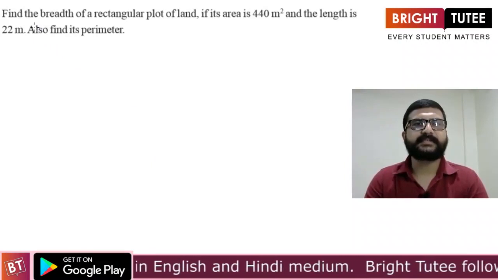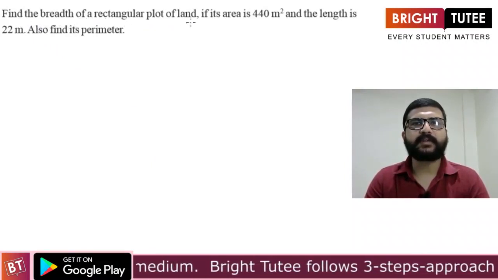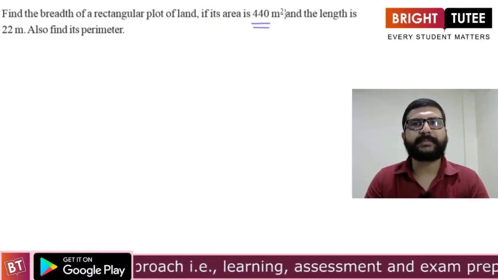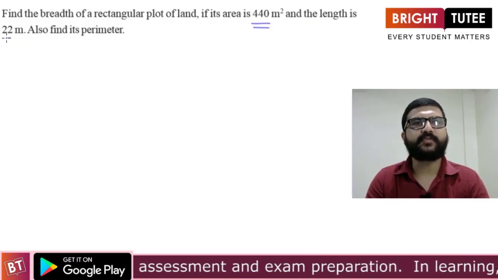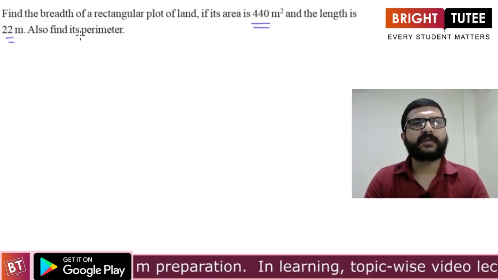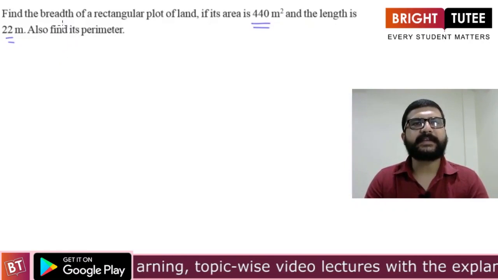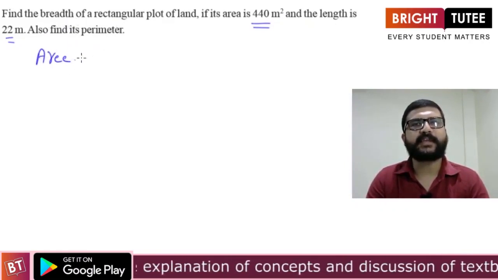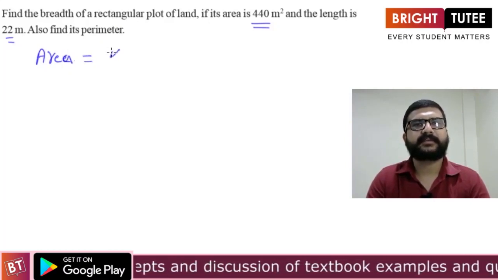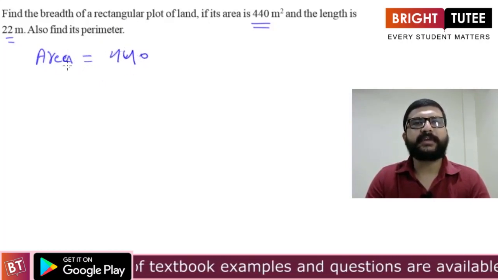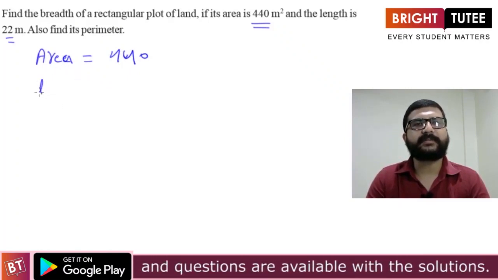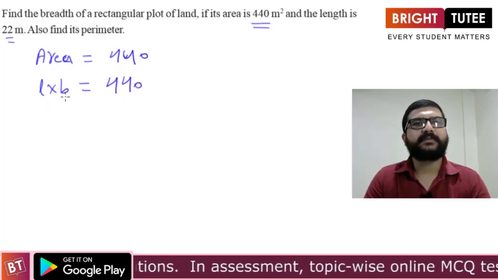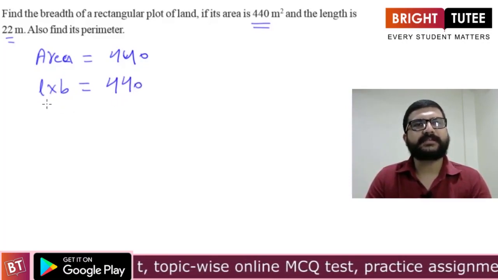The next question is, find the breadth of a rectangular plot of land if its area is 440 square meters and the length is 22 meters. Also find its perimeter. So first of all, let us try to find breadth. Now area is given as 440 square meters. Now we know area is equal to length into breadth. So it means L into B is equal to 440. Now value of length is already given to us, which is 22.